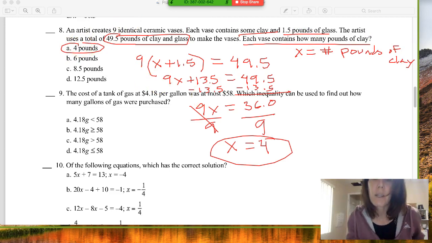You can check it. 4 pounds of clay and 1.5 pounds of glass. Well, 4 plus 1.5 is 5.5. Multiply that by 9 because you have 9 vases, and that should be your total pounds of glass and clay. All right, on to the next one.